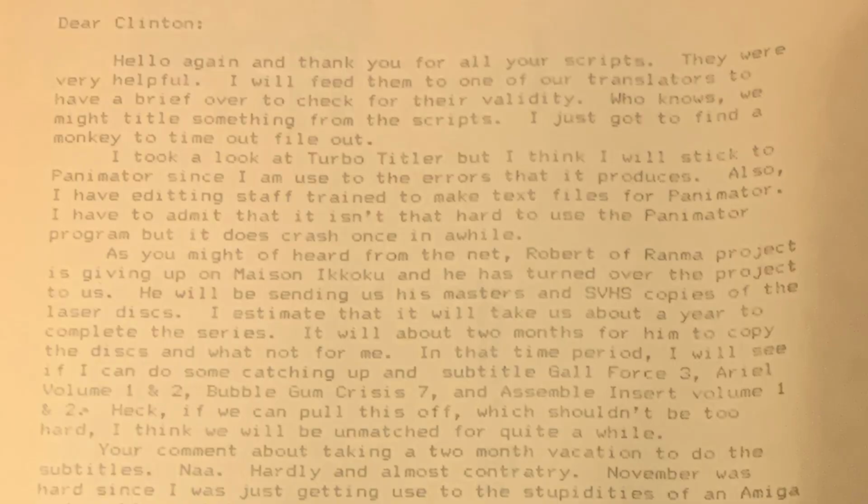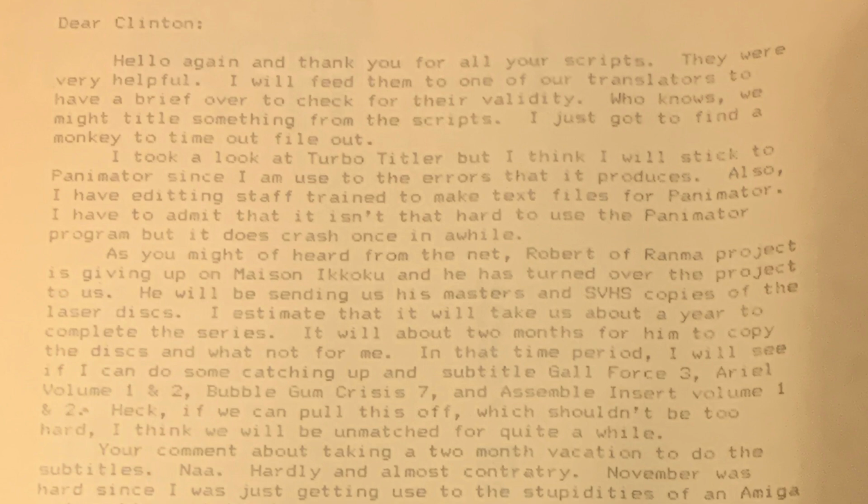Okay, the reason I'm going to go over this is that I want to outline what I did and what I thought, because the letter pretty much describes itself, right? I thank him for all the scripts that he sent me. I took a look at his typing software, and I realized there's a whole bunch of things that I tried to work on, but it was really tough. So I decided to stick with the Panimator that I originally got.